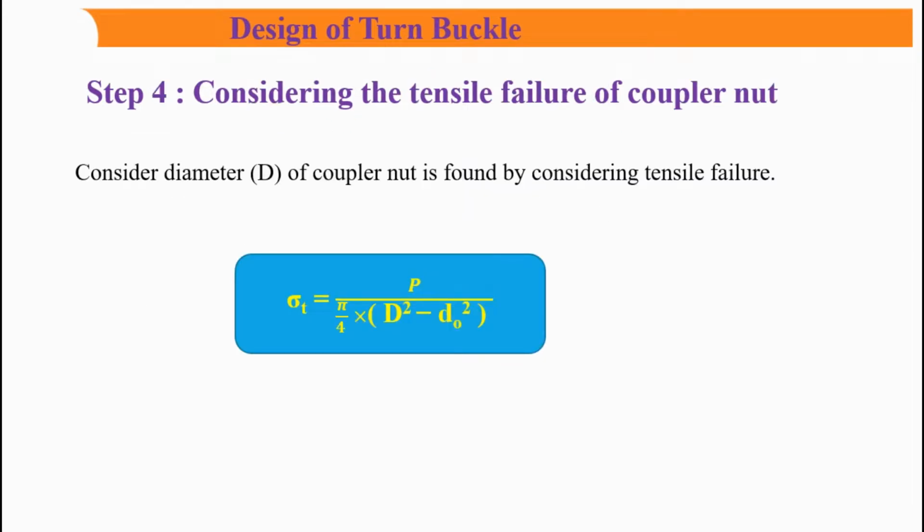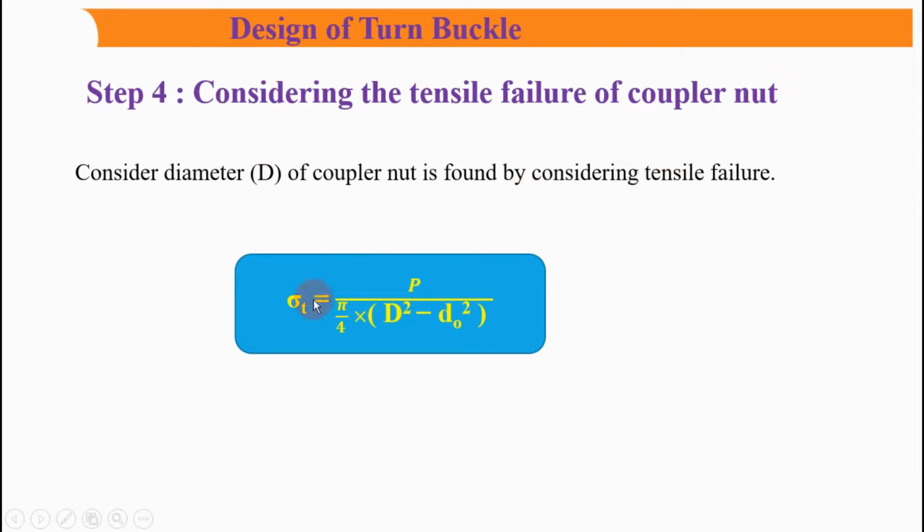Now this is step number 4. What is step number 4? Considering the tensile failure of the coupler nut. We have seen the coupler nut in the diagram. The design diameter, capital D, of the coupler nut is found by considering tensile failure. We are considering that the diameter D of the coupler nut can be found out by considering the tensile failure of that coupler nut.